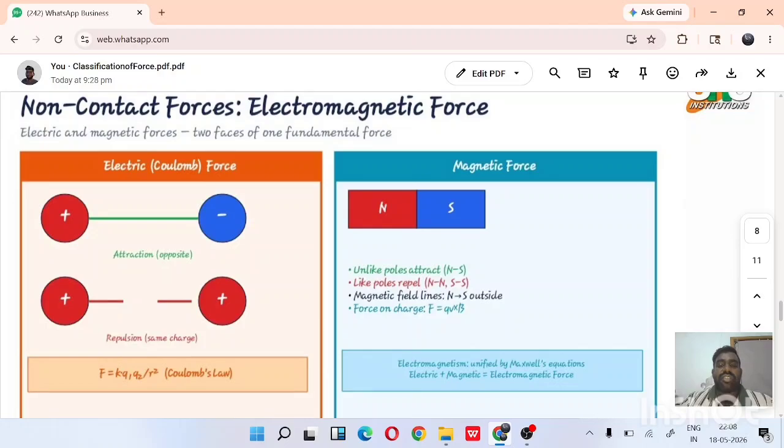The clinical importance of this force classification: understanding it is essential for physiotherapists because it helps in injury prevention, exercise prescription, rehabilitation planning, posture correction, and sports performance enhancement.